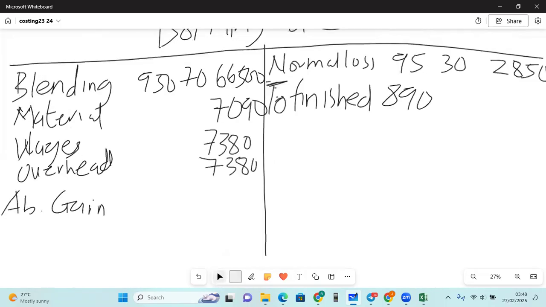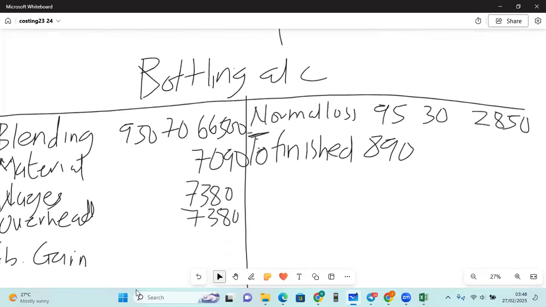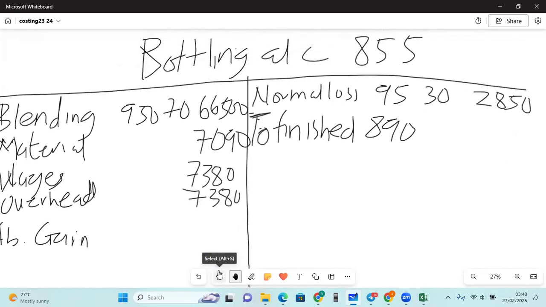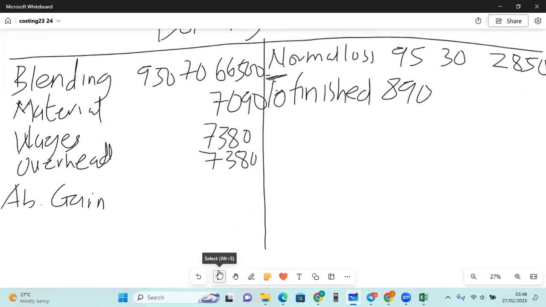What we were supposed to get was 885, but the actual we had is 890. So there is an abnormal gain here. So find the difference: 890 minus 885 is 5. So that is where we have abnormal gain. It will be recorded at the debit side like this.